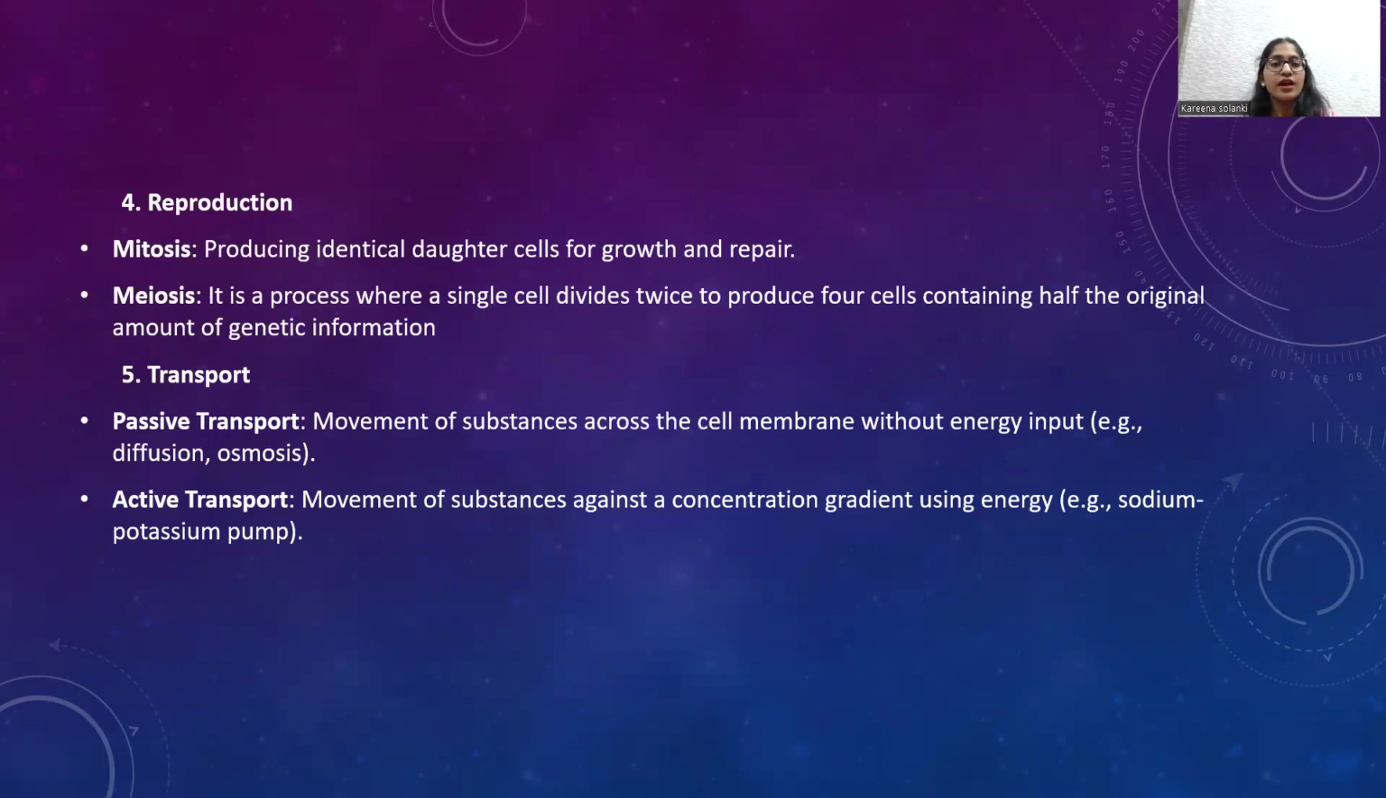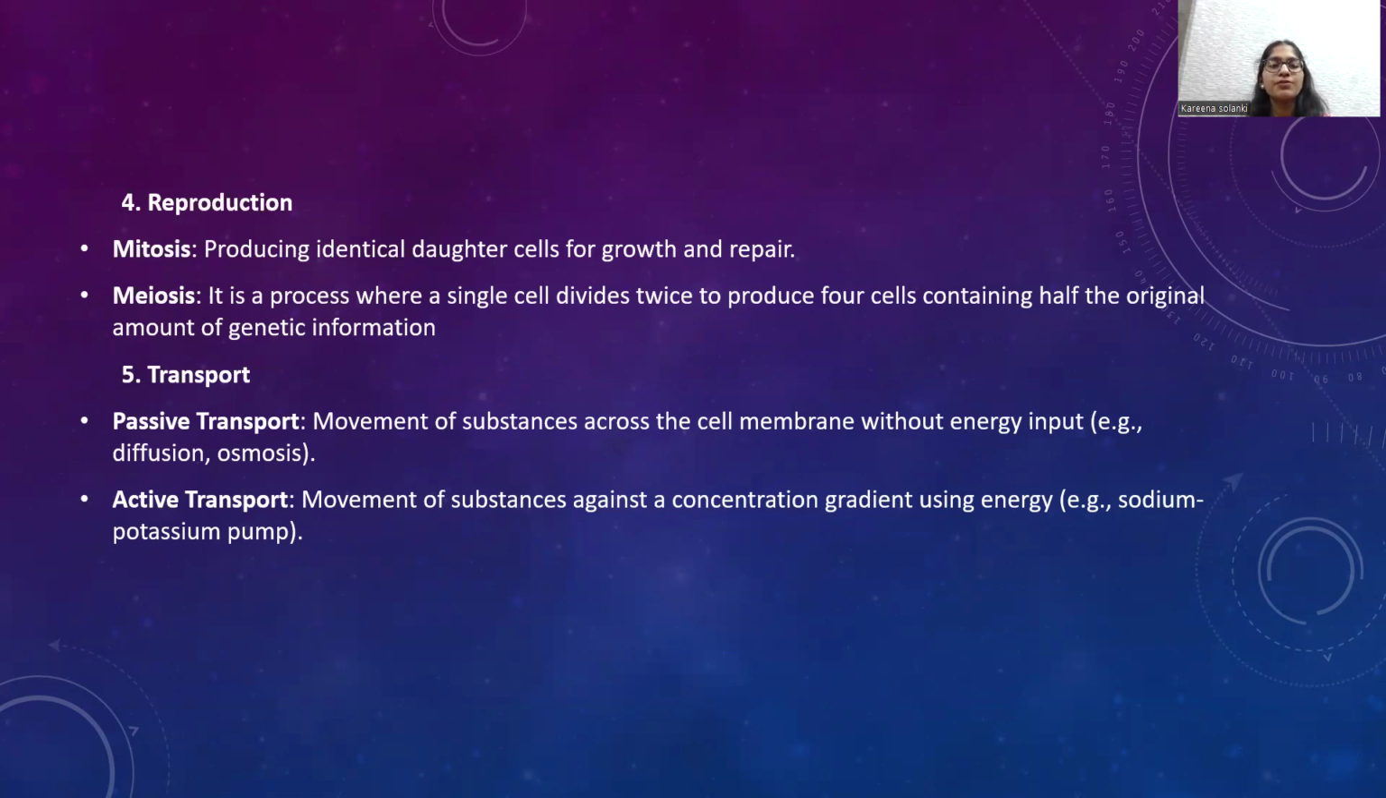Reproduction. Mitosis. Producing identical daughter cells for growth and repair. Meiosis. It is a process where a single cell divides twice to produce four cells and it contains only half the original amount of the genetic information, which is DNA.